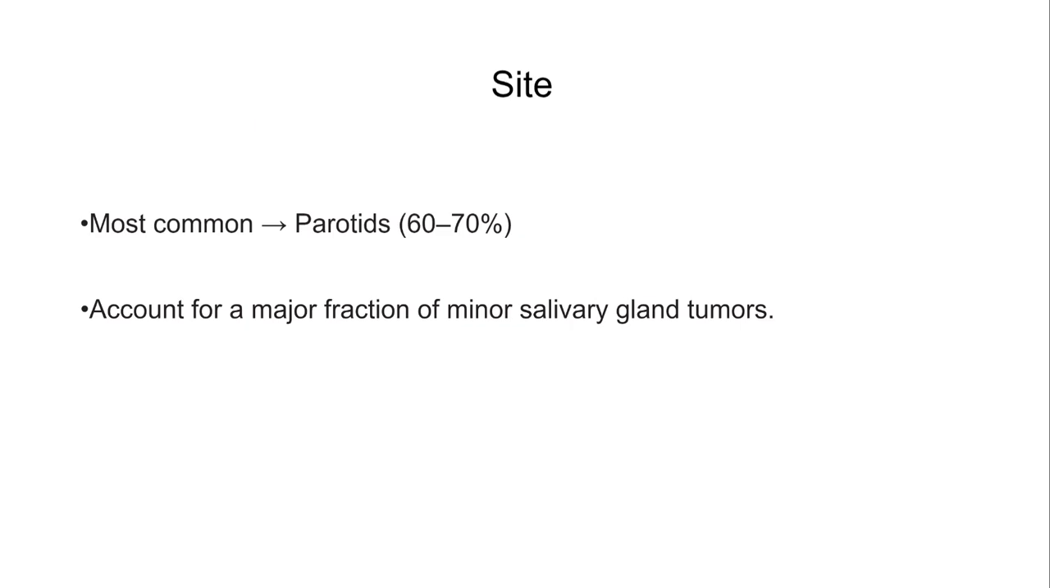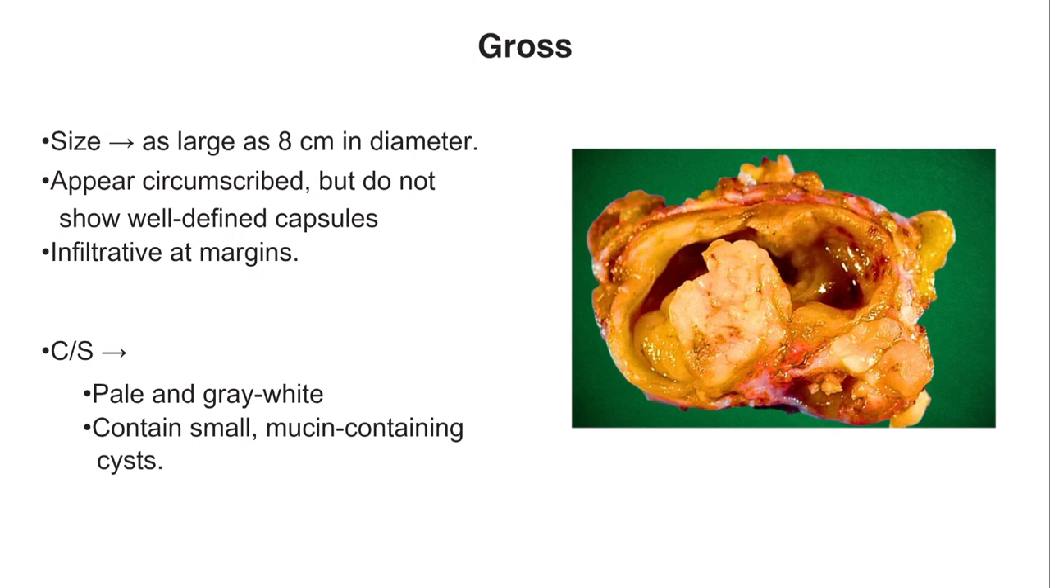Now, this slide focuses on the typical sites of mucoepidermoid carcinoma, highlighting that the parotid glands are the most common location, accounting for 60 to 70% of the cases. It also significantly affects minor salivary glands, indicating its widespread impact. When discussing the gross anatomy of mucoepidermoid carcinoma, it is important to paint a clear picture of its physical characteristics. Let's begin by noting the size.